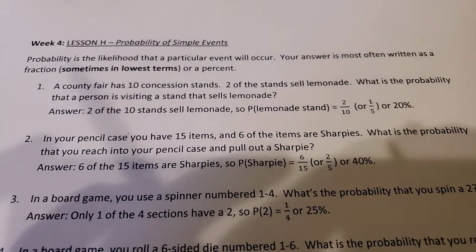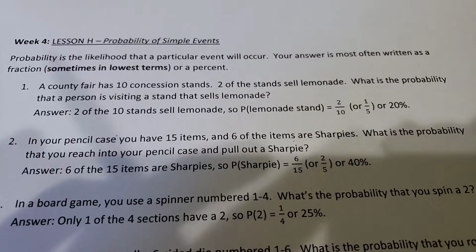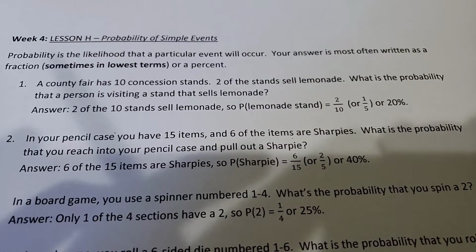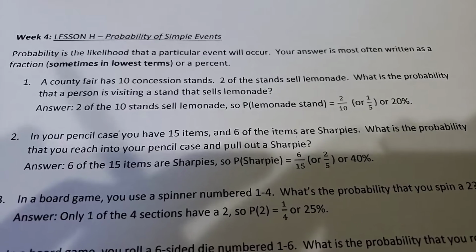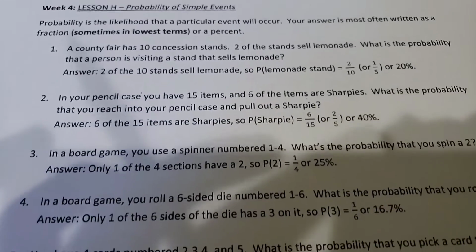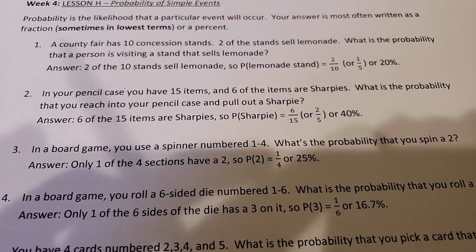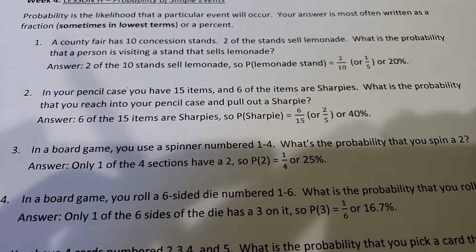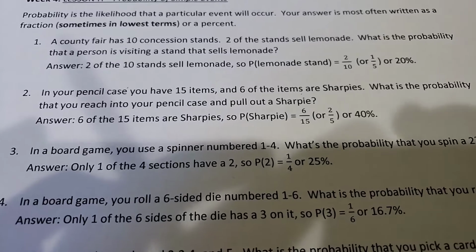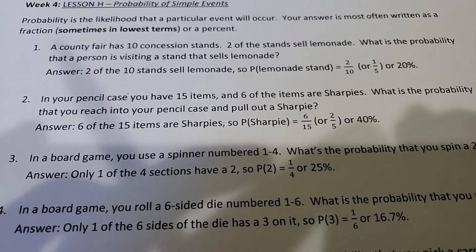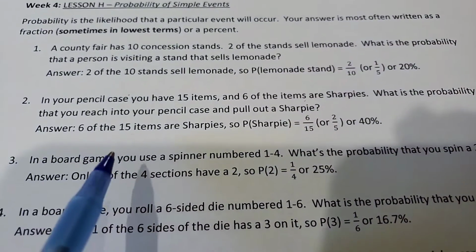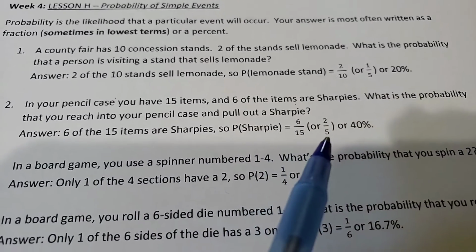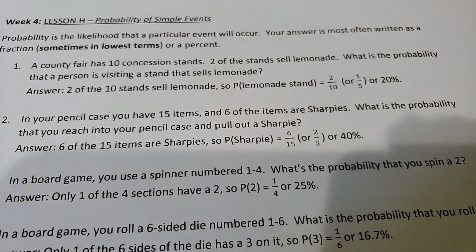You can go from fractions to percents with some of our prior lessons on converting between fractions, decimals, and percents. Number 2: in your pencil case, you have 15 items and 6 of the items are Sharpies. What's the probability that you reach into your pencil case and pull out a Sharpie? Well, 6 out of the 15 items are Sharpies. So the probability of a Sharpie is 6 out of 15, or 2 out of 5 in lowest terms, also known as 40%.